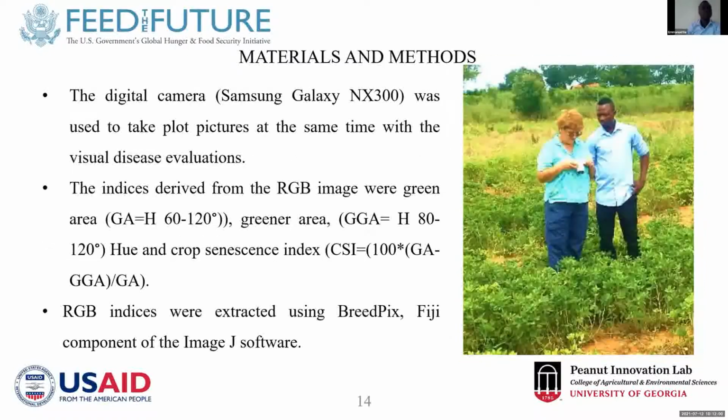A digital camera was also used to take plot features at the same time as the visual disease evaluations. The indices derived from the RGB imaging were the green area, the greener area, hue angle, and crop senescence index. RGB indices were extracted using BreedPix, a Fiji component of the image software.